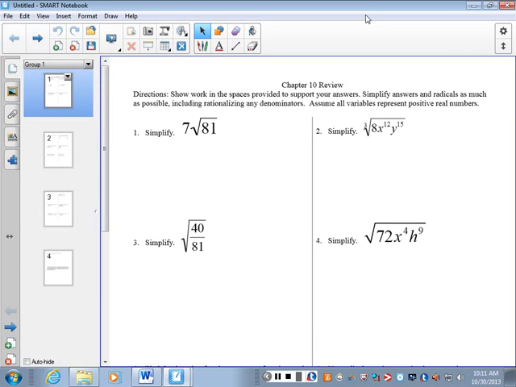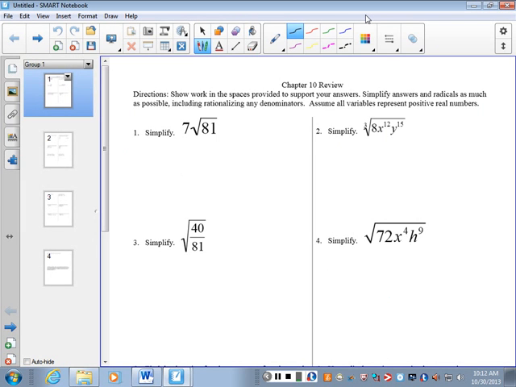So your only homework is going to be to study for your Unit 3 test. We got through all of this in my first class, so hopefully we get through all of this again. Problems 1, 2, 3, and 4 all have the same set of directions. They all want you to simplify.